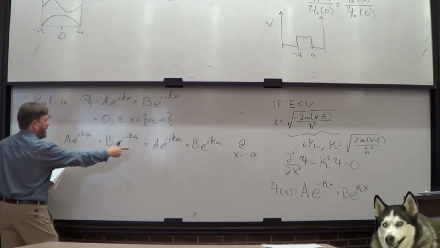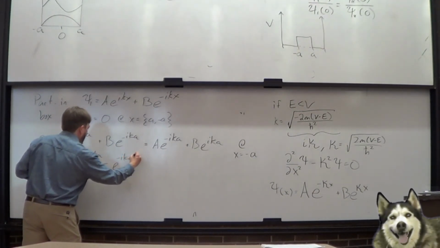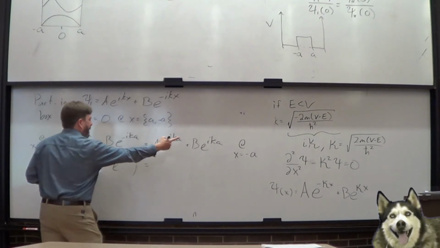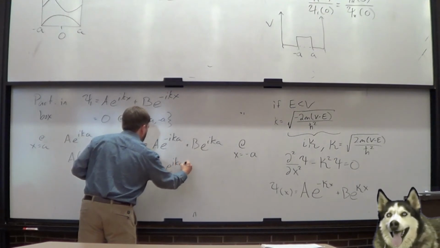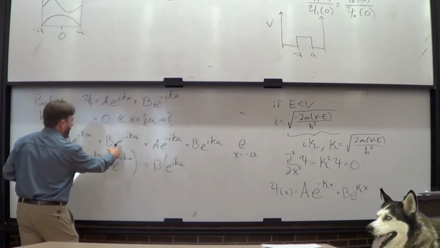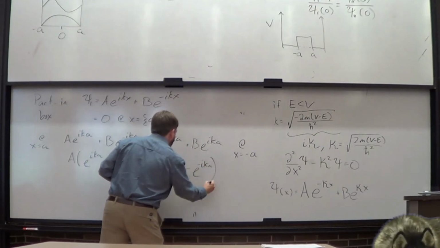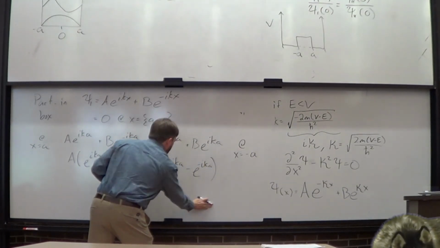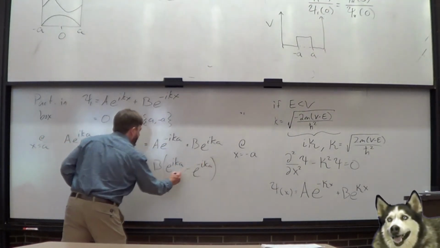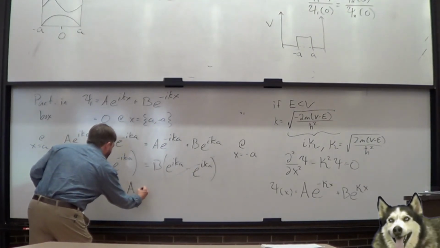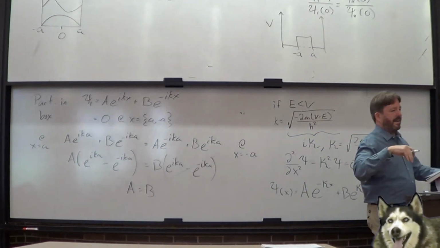So here's this, and then if I bring this over, I've got e to the minus i ka. Now I've got this guy over here, e to the i ka, and I'm going to put a bracket around that, because if I bring this guy over, I've got e to the minus i ka. Okay, and there you go. These are the same, so they just divide out, and now you've got a is equal to b. And ta-da, that's literally it.